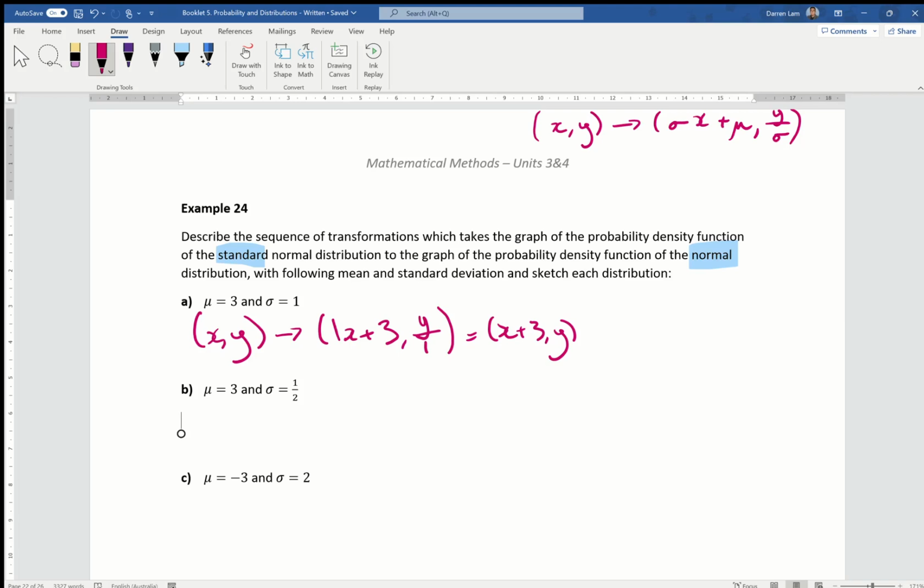If I was to sketch that normal distribution, knowing that the middle is 3, and the standard deviation is 1, my apologies, then going down 1 standard deviation gives me 2, and going up 1 standard deviation gives me 4. And then I can sketch that graph.